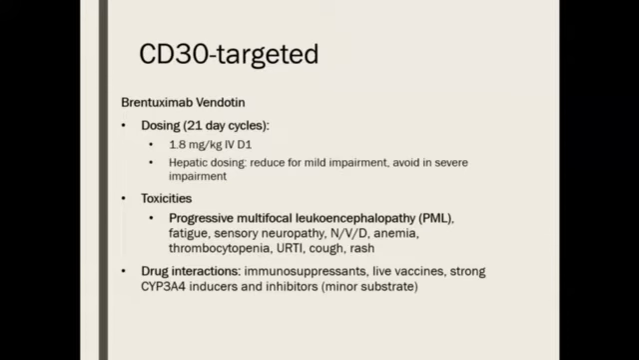Dosing here on the slide: 1.8 mg per kilo IV on day 1 of a 21-day cycle. There are dose adjustments recommended for mild hepatic impairment, and avoid in severe liver toxicities. There's a black box warning for this product for PML, or progressive multifocal leukoencephalopathy. And I've got some non-black box warnings on the slide as well. Neuropathies are a big issue with these products.